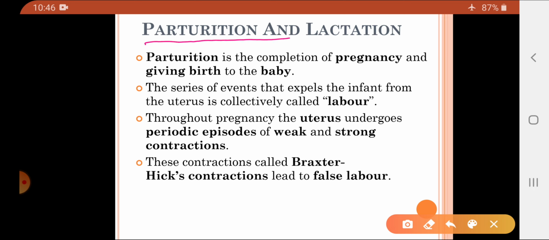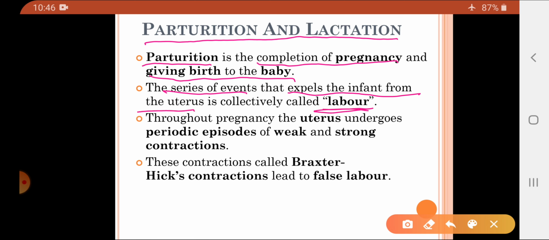Now the parturition and the lactation. So basically what is parturition? It is the end of the pregnancy, giving birth to the baby. So basically it is the completion of the pregnancy and giving birth to the baby. The series of events that expels the infant from the uterus is called labor.